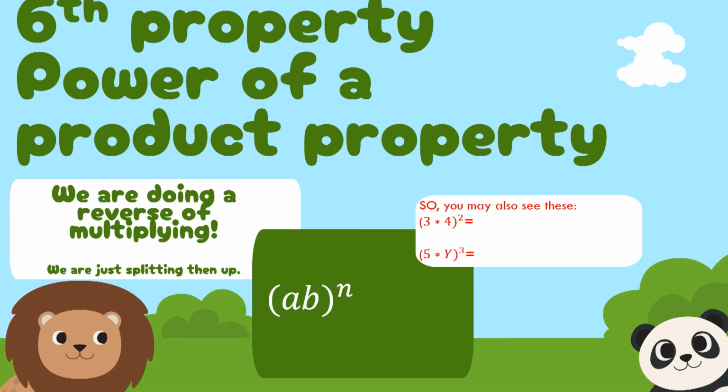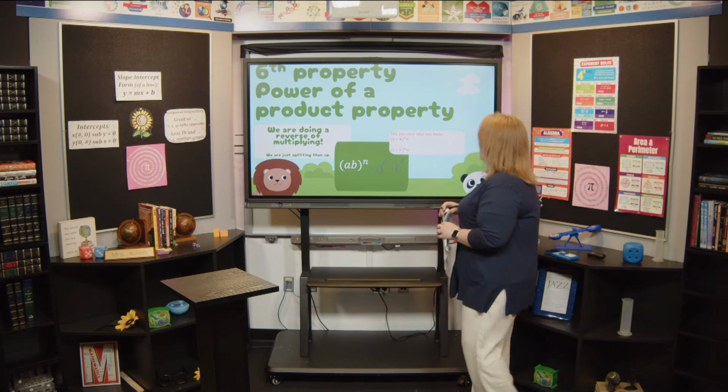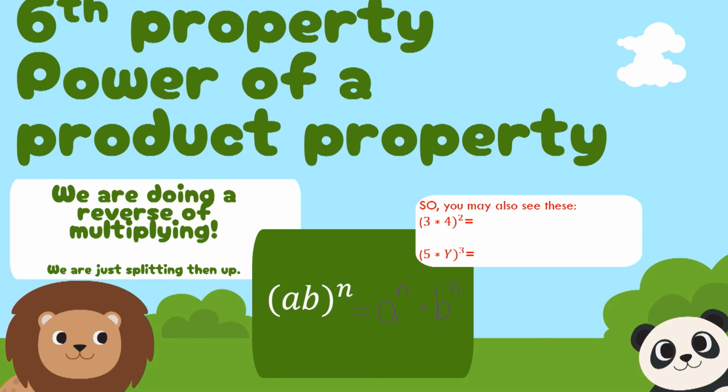Let's look at number 6, power of a product property. We are doing a reverse of multiplying when we are just basically splitting them up. So when I have a times b to the nth, basically I'm showing you that a to the nth times b to the nth. That's all we're showing, is a to the nth times b to the nth. So now let's look at the white box. So you may also see them look like this. So again, we're showing 3 squared times 4 squared. I'm just splitting them apart.